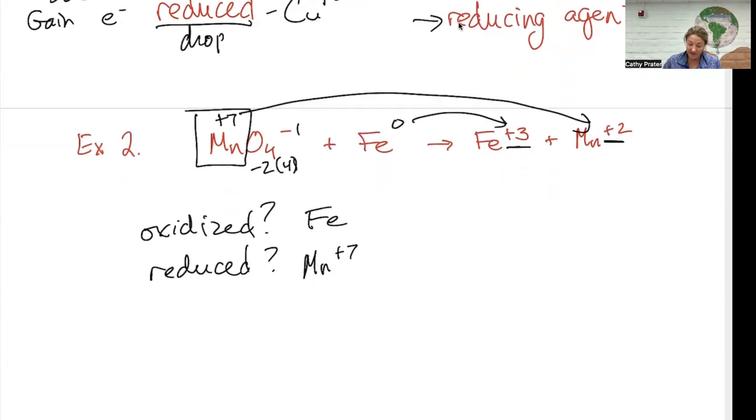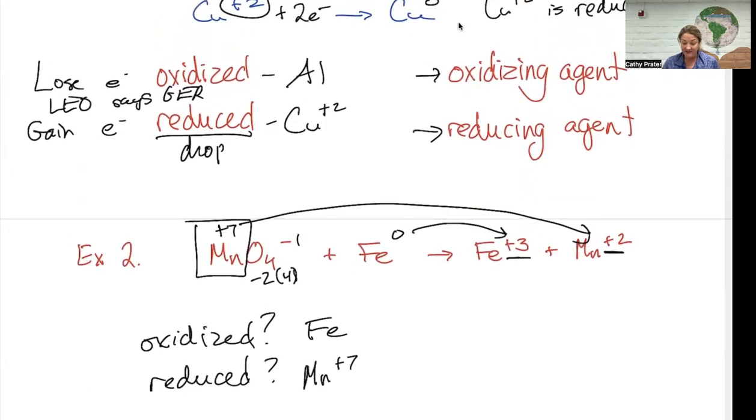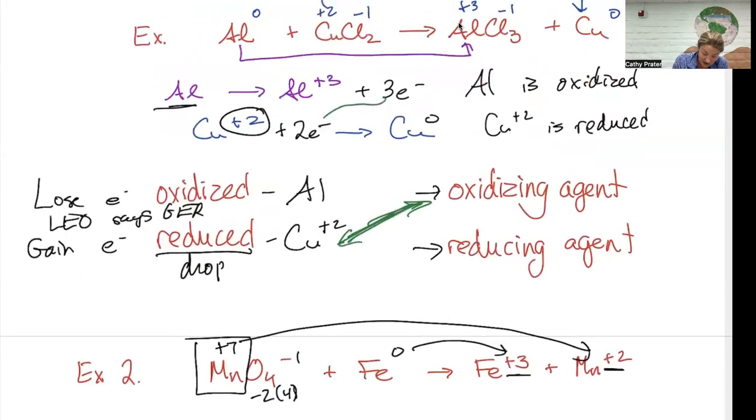Now, another thing I might ask you to do is to identify what the oxidizing agent and what the reducing agent is. The easiest way to know is the oxidizing agent is the one that causes something else to be oxidized. So the copper +2 caused the aluminum to be oxidized because it took electrons from it. These electrons that trade are literally the same electrons. So whatever is oxidized causes something else to be reduced, and whatever is reduced causes something to be oxidized. So in other words, they are just flip-flopping.